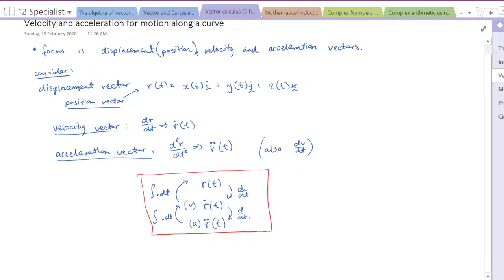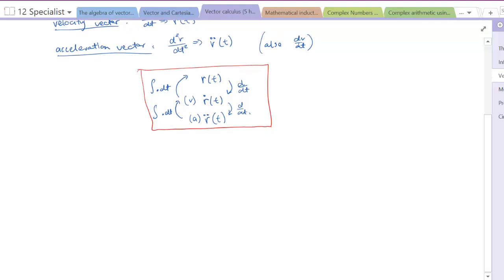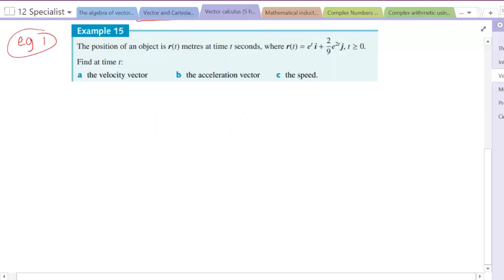Okay, so we're going to apply this. We'll build on this through the next couple of lessons, and we'll end up looking at projectile motion and circular motion. But today we're just looking at quite simple scenarios. So the first example, pulled directly from the textbook, gives us a position vector. Now we're including exponentials, so the differentiation is slightly more complex.